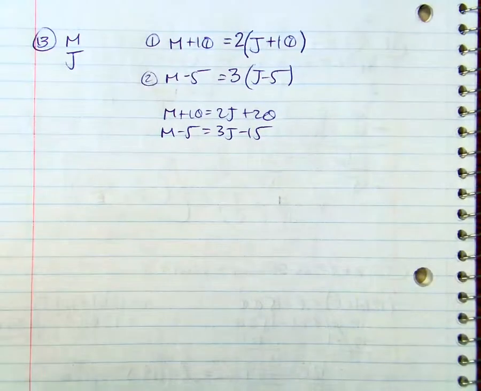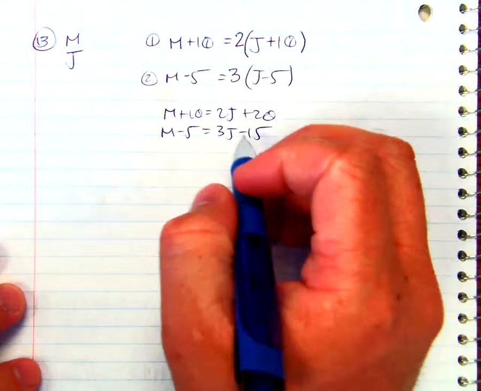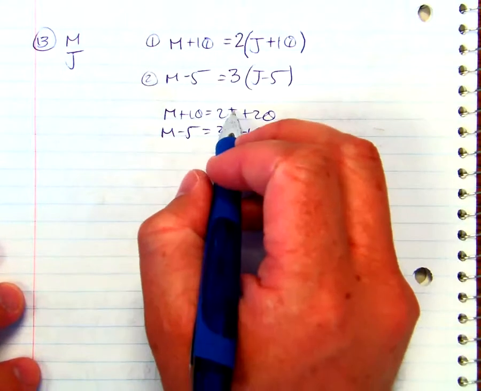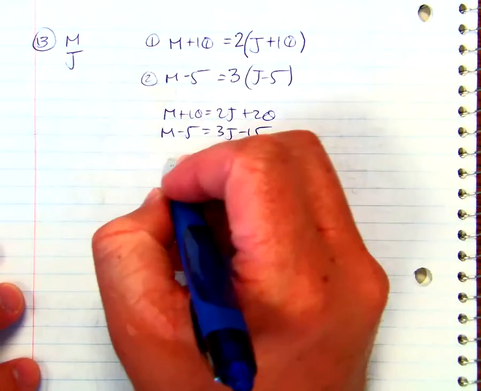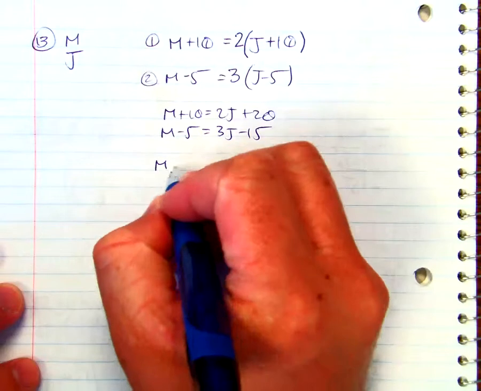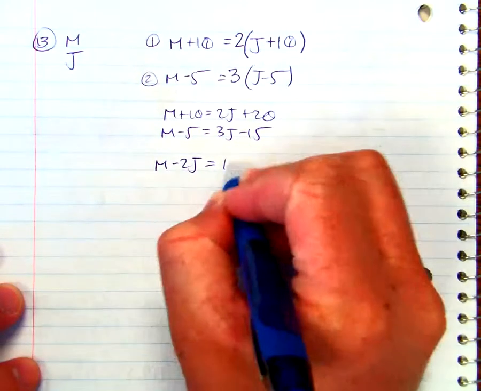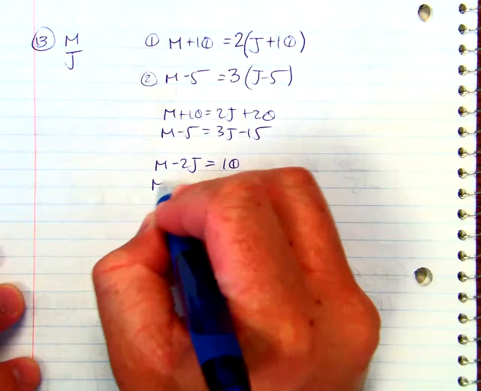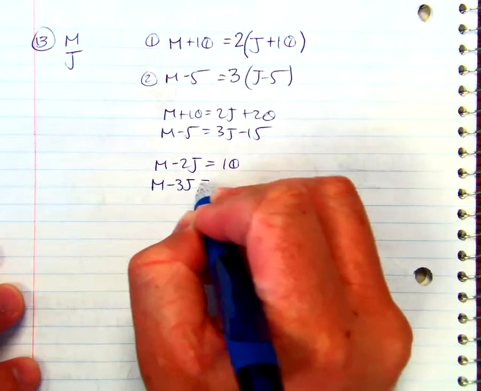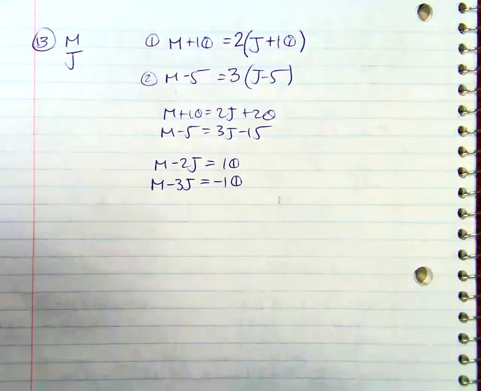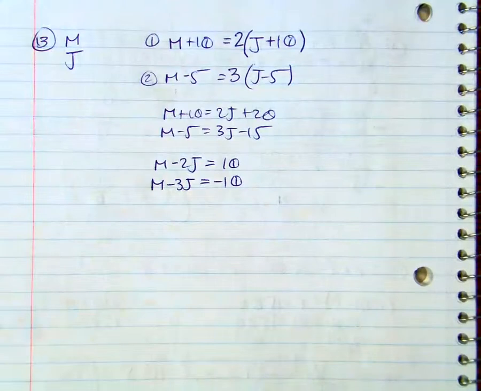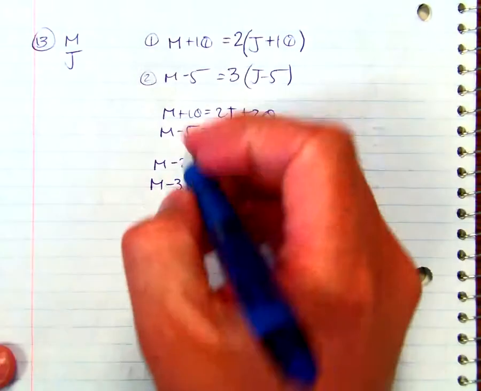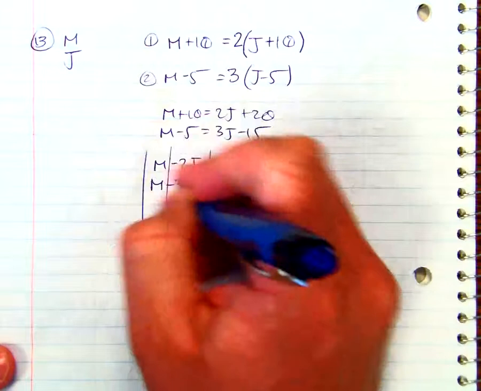My suggestion for this one is the elimination method. If we move J to the left and the constants to the right, I'll get M minus 2J equals 10, and M minus 3J equals negative 10. This is already very well set up for elimination. So now we'll set it up.